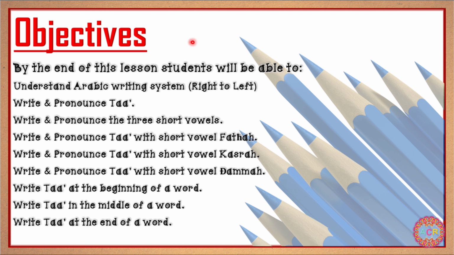And here are the objectives of this lesson. By the end of this lesson, students will be able to understand the Arabic writing system from right side to left side, pronounce and write the letter Ta, write and pronounce the 3 short vowels Fatha, Kasra, Dhamma. As we said, we call them short vowels because the time you take to pronounce them is short. Write and pronounce the letter Ta with the short vowel Fatha, with short vowel Kasra and with short vowel Dhamma. Write the letter Ta at the beginning, in the middle, and at the end of a word.